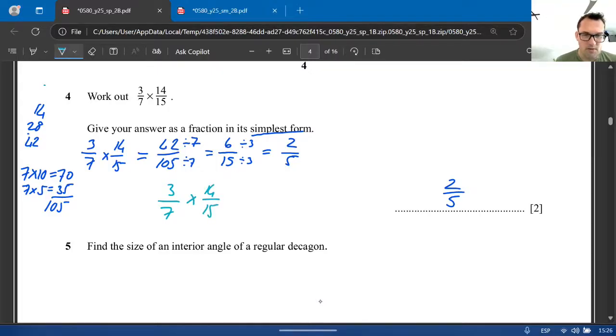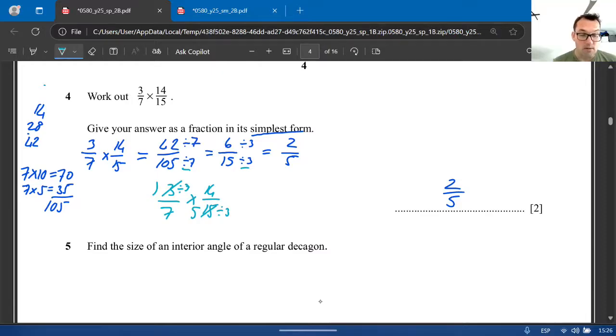So, you see that we divided it by 7, divided by 3. We simplified it. If we do that before we multiply, that's a lot easier. Yeah? We can divide this by 3 and that by 3, the top and the bottom. Now, 3 divided by 3 is 1, and 15 divided by 3 is 5.